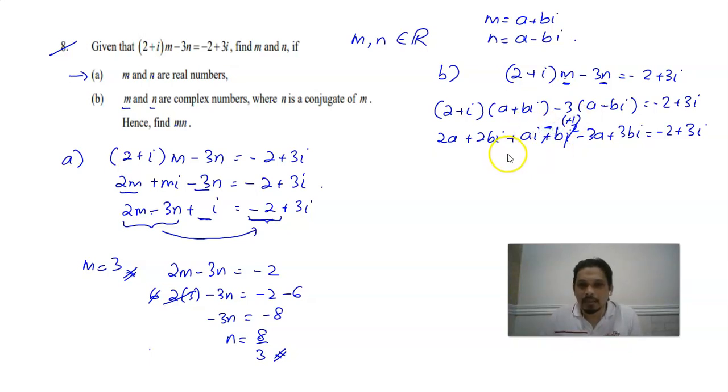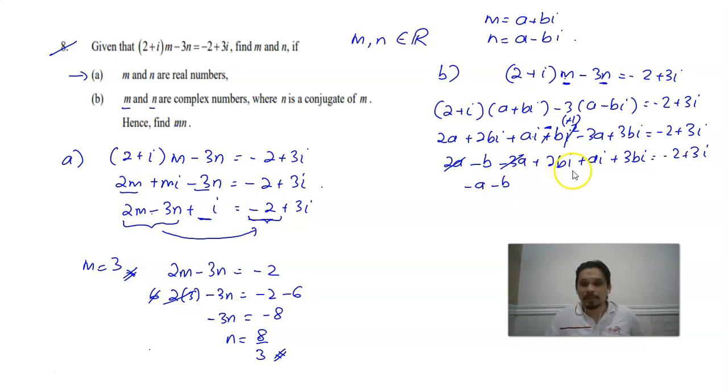Now let's rearrange and simplify this. We got 2a, minus b, minus 3a here, and then 2bi plus ai plus 3bi equal to negative 2 plus 3i. 2a minus 3a, negative a, minus b, and then 2bi plus 3bi equal to 5bi, plus ai, plus 5bi, equal to negative 2 plus 3i.